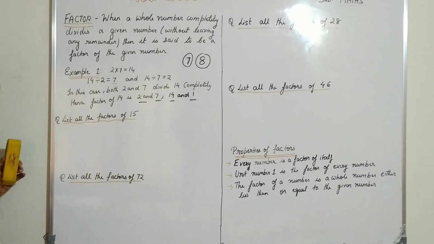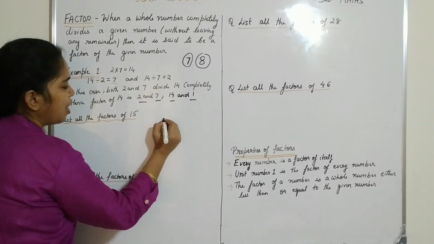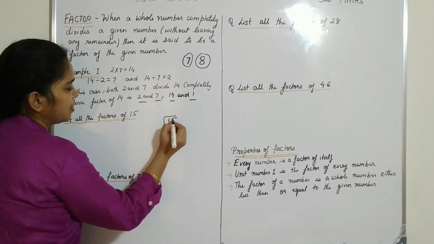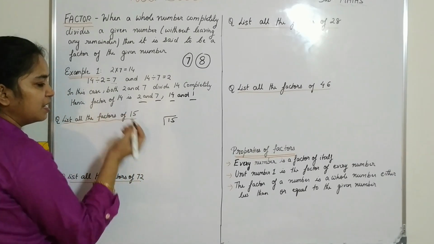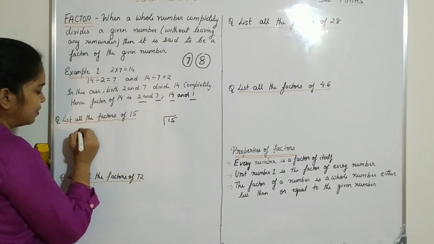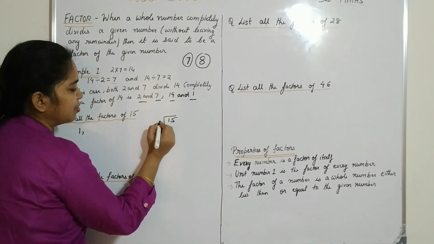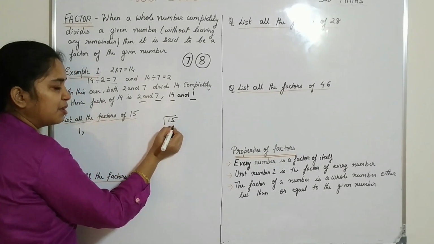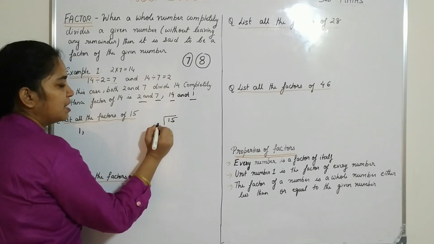Now let's find the factors of 15. So what are the factors of 15? First you will take 1. Any number's unit is a factor of itself, so 1 is a factor, no doubt. Then we will try dividing by 2. No, this cannot be divided by 2 because it is not an even number. So let's take 3.